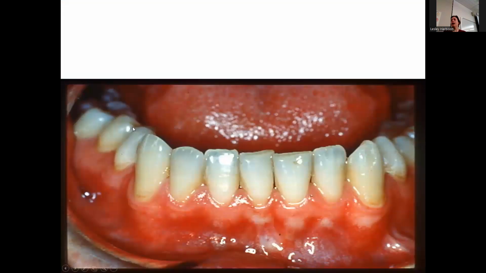So here we have all kinds of extra teeth here in the front. Well, maybe there's just one. It just looks like more than one, but there's an extra lateral in here somewhere. But they fit quite nicely.